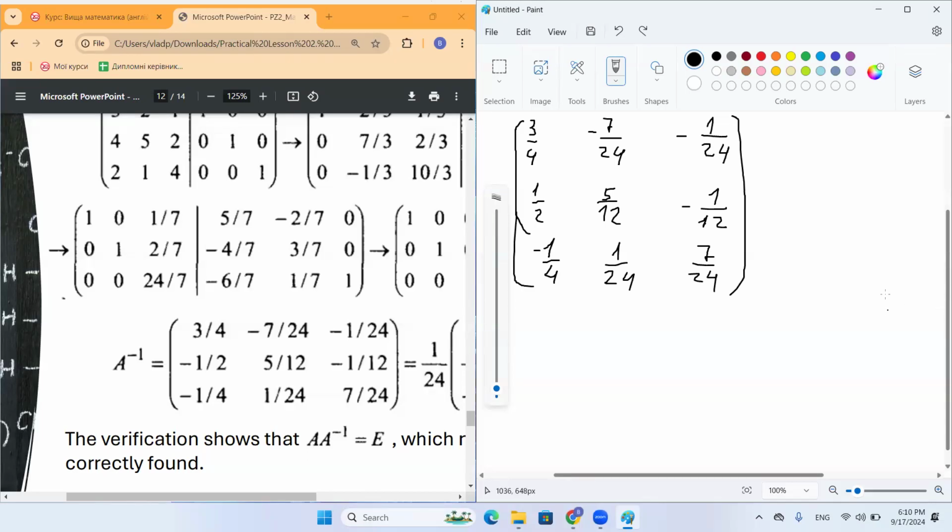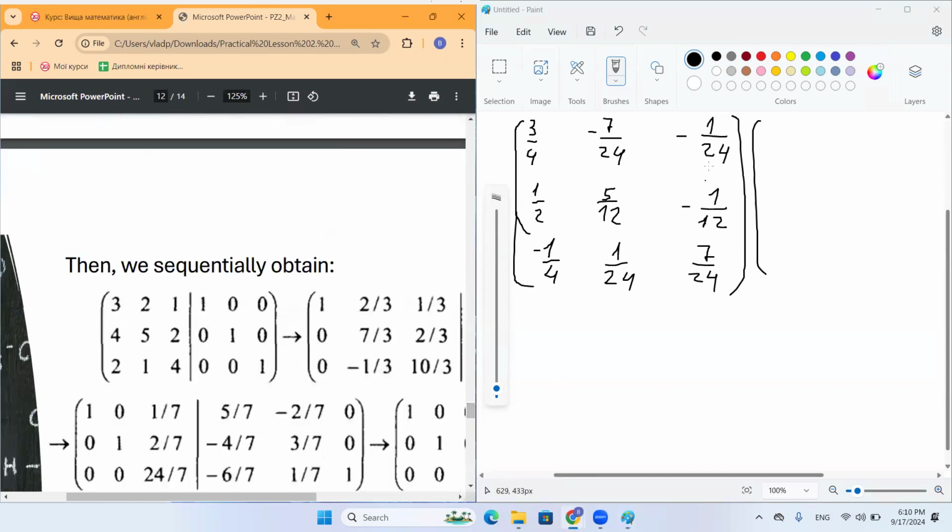Cofactor, yes, the algebraic complement. For me it's easier, but it takes a long time. Yeah, actually we will do it in the next lesson. We will use inverse matrices for solving systems of linear equations.